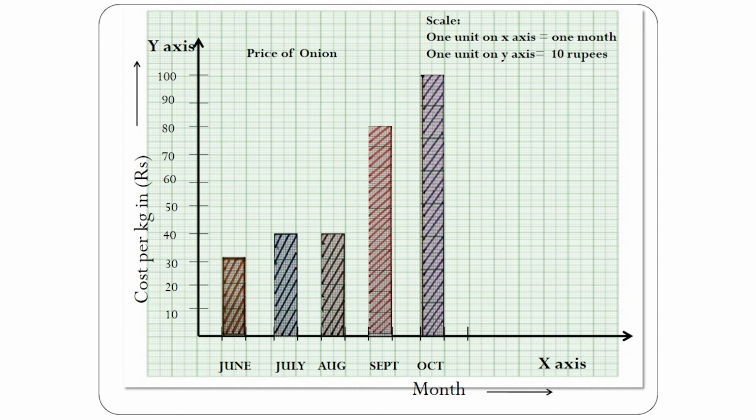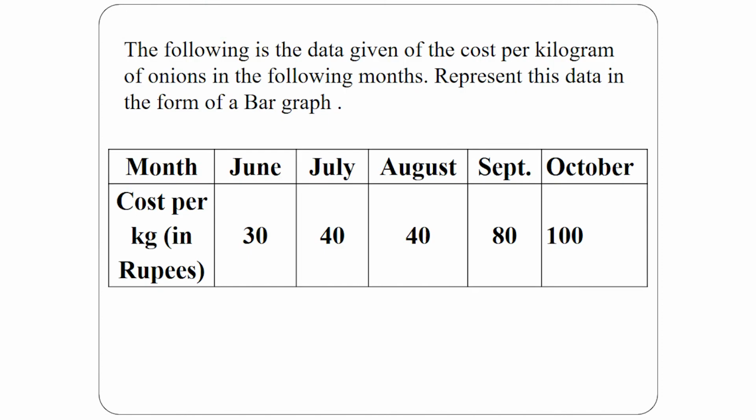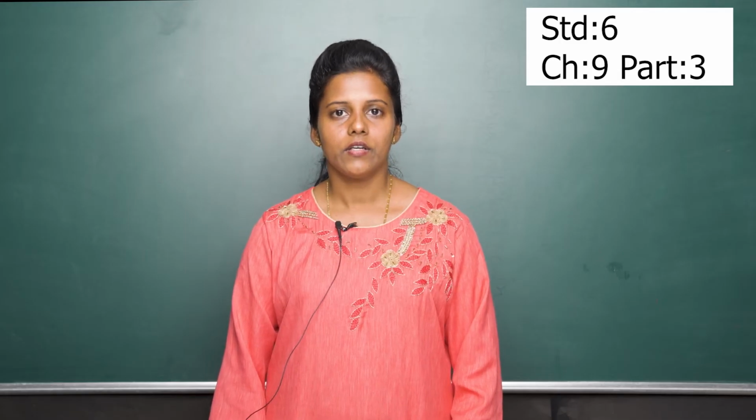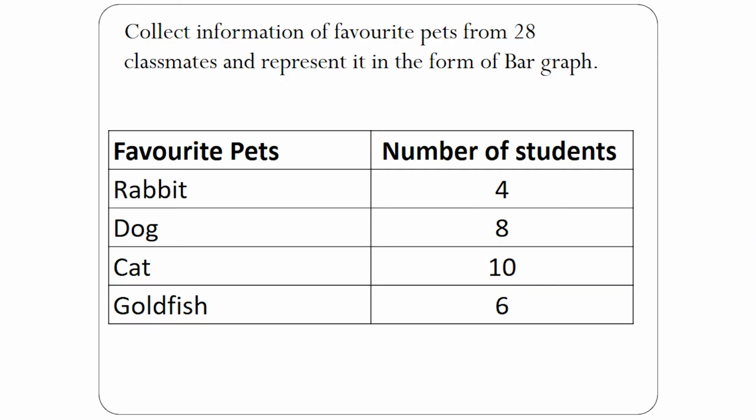In which month was the price of onions rupees 80 per kg? Excellent. The price of onions in the month of September was rupees 80 per kg. Let us solve another example. This is the information regarding liking of different pets among 28 students, and now let us represent it in the form of a bar graph. We need to follow the same steps as we have done in the previous example.